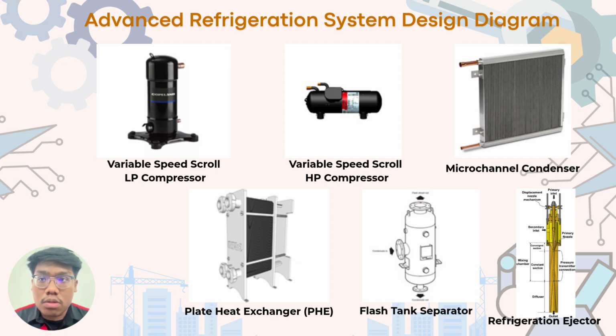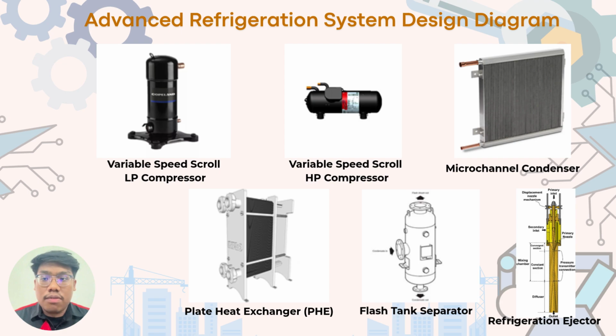The system also uses a microchannel condenser, which provides better heat transfer performance and more efficient heat ejection to the surroundings. Next, to enhance the subcooling process, a plate heat exchanger is used. This component lowers the refrigerant temperature before expansion, increasing the refrigeration effect and improving overall system efficiency. Next, a flash tank separator is included to separate liquid and vapor refrigerant at the intermediate pressure. This helps reduce the compressor workload and improve the cycle performance.